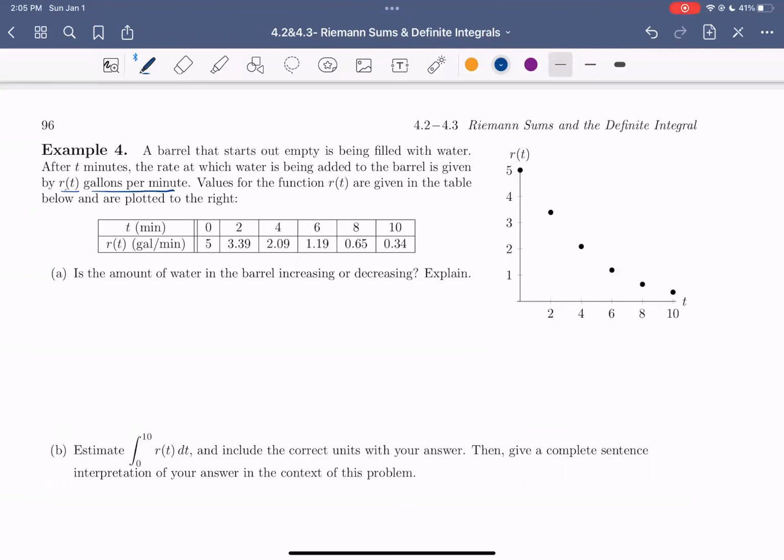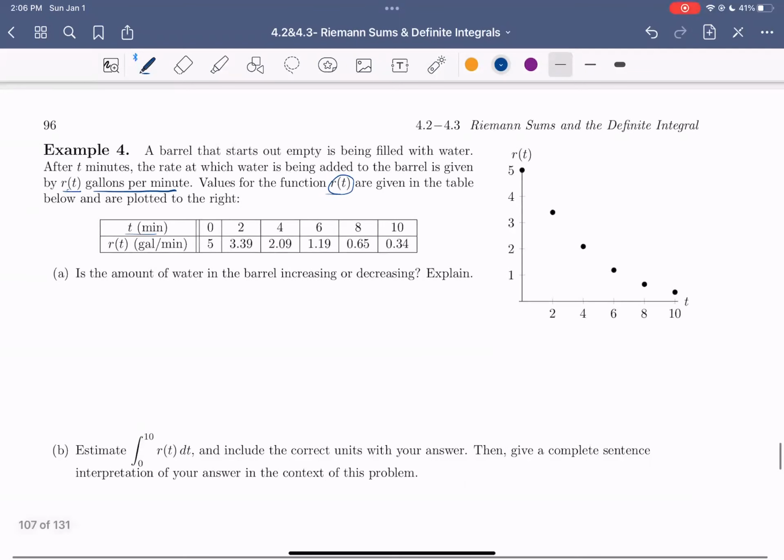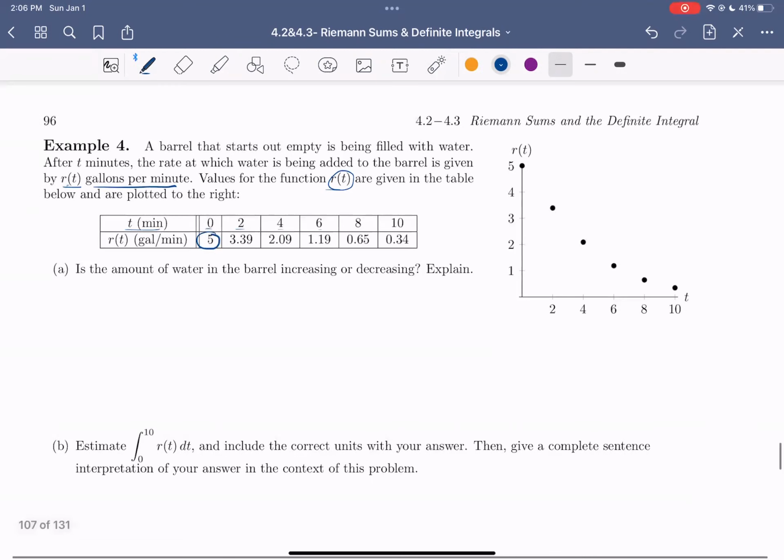The values for the function R of t are given in the table below and plotted to the right. So let's just take a moment to reflect on this table. Here we have minutes after we've started filling up a bucket: 0, 2, 4, 6, 8, 10. And here we have the rate at which the bucket is being filled: 5 gallons per minute at first, and then 3.39 gallons per minute, etc.